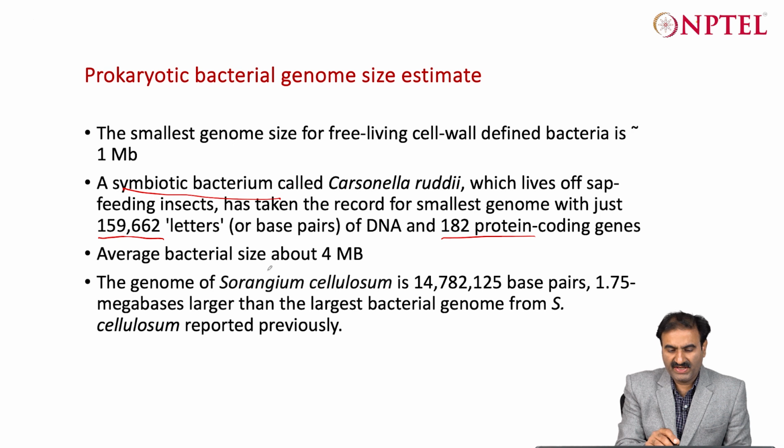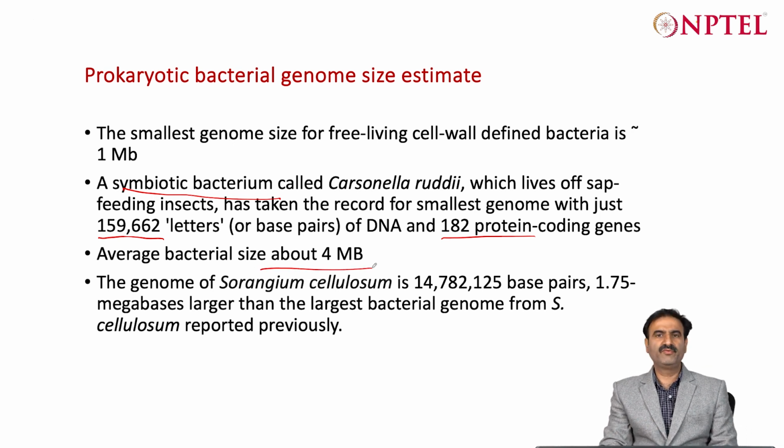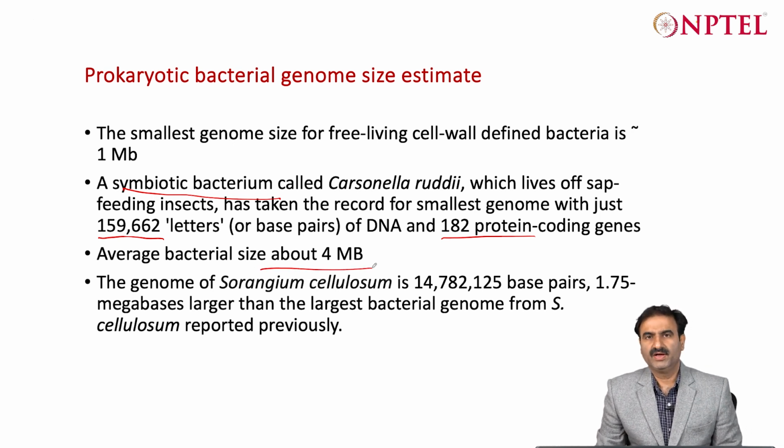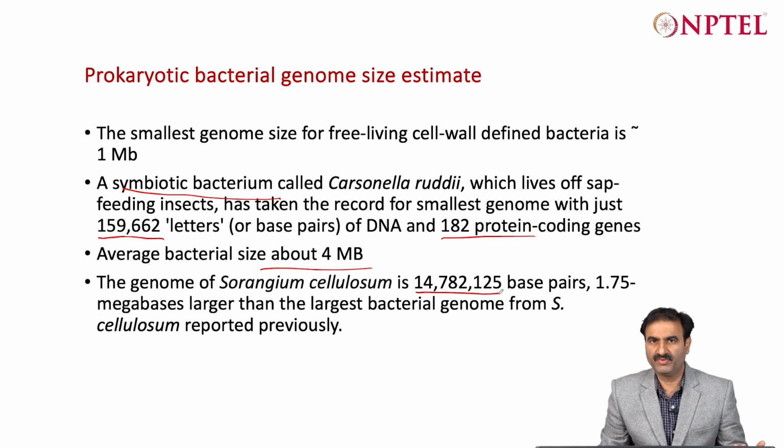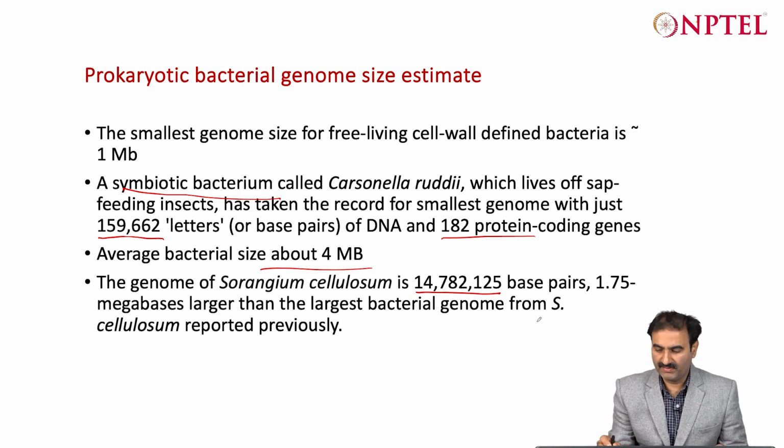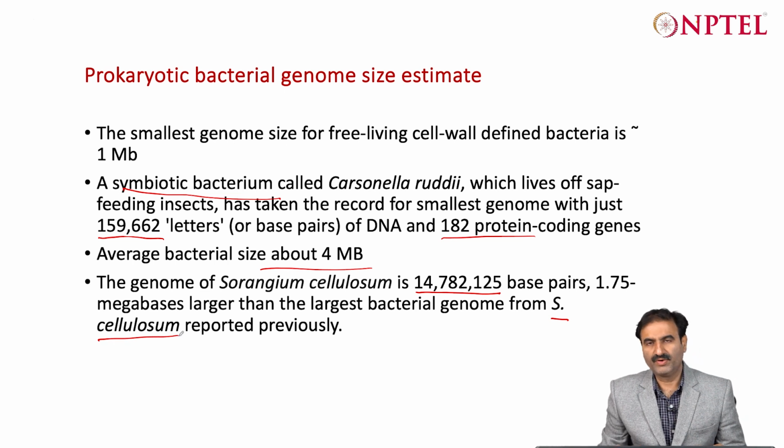And then typically you will find the bacterial genome to be about 4 million base pairs, right. And the largest bacterium ever reported so far is about 14 MB, or 14 million base pairs, which is almost 1.75 MB bigger than the previously known bacterium, that was S. cellulosum. So people are finding new large bacteria also, but the typical range would remain from about 1 million base pairs to about 14 or 15 MB, and the average is 4 to 5 MB.